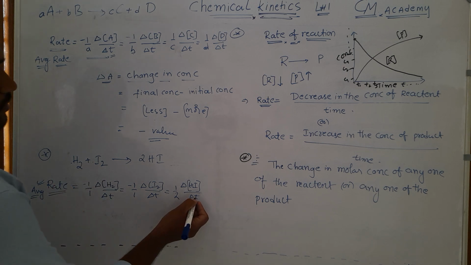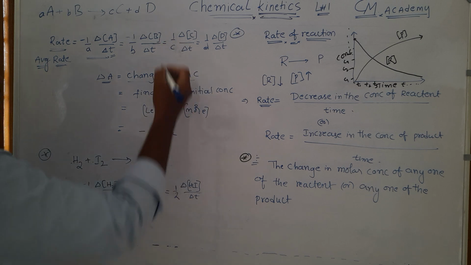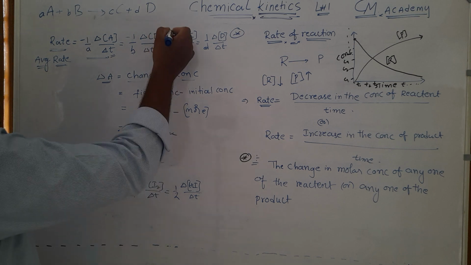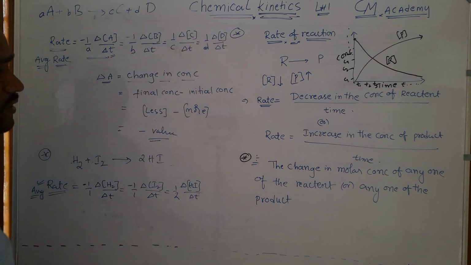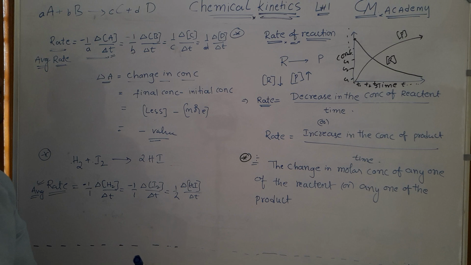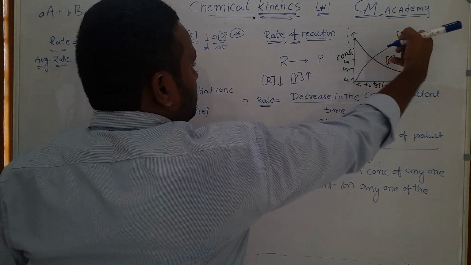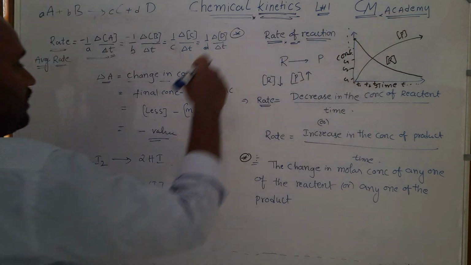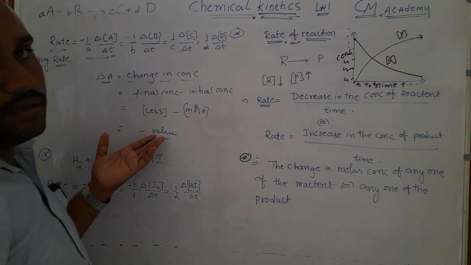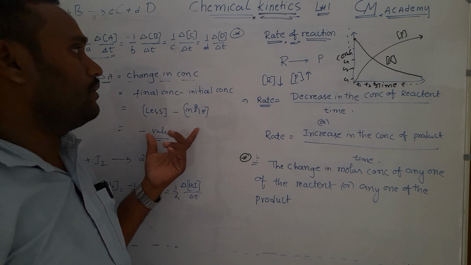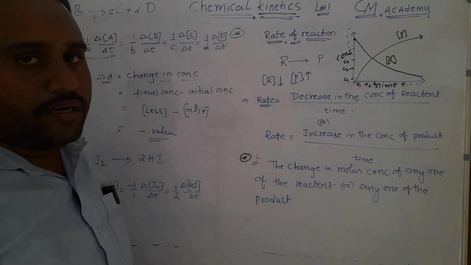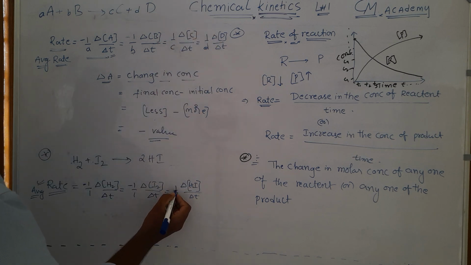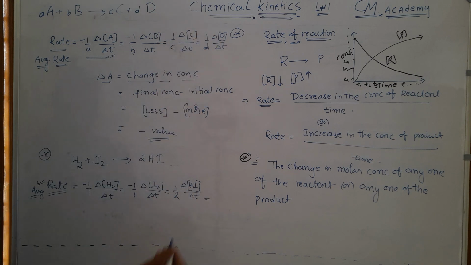So we know that when you are writing for a reactant, we write it with the negative sign. But in the case of products, there is no need of a negative sign. Why? Because the concentration of the product increases as time proceeds, so the final concentration is greater than the initial concentration. Automatically you will get a positive value only, so there is no need to write a negative sign again. That's why we are not writing any negative sign here. So 1 by 2 delta HI by delta t.